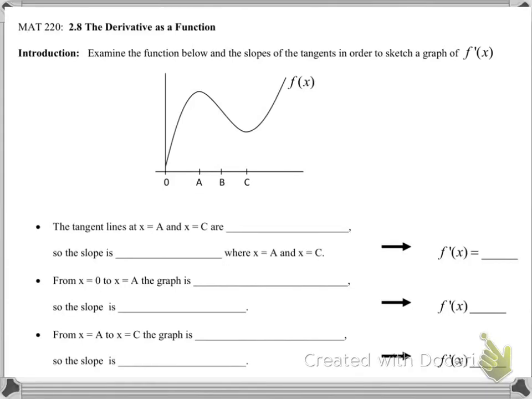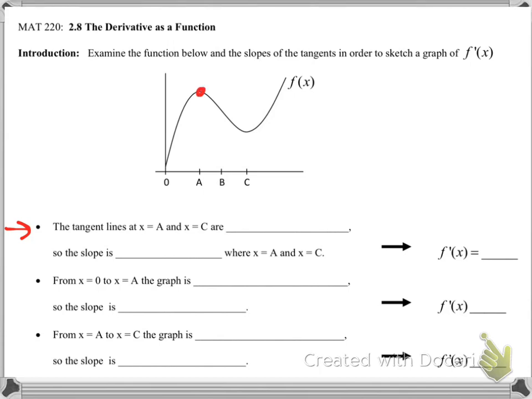So in this section, we want to analyze the derivatives of functions and try to graph those derivatives. So we're going to take a look, for starters, at this curve, which looks like it might be a cubic curve, and we're going to try to graph its derivative. So first, I want you to look at points x equals a and x equals c, and let's think about what the tangent lines would look like there.